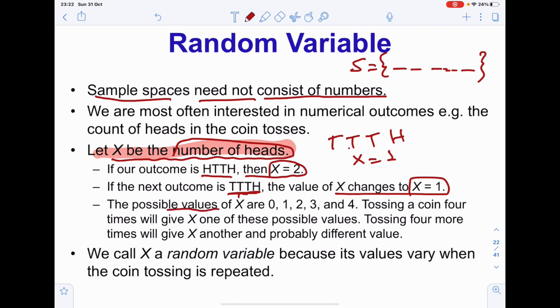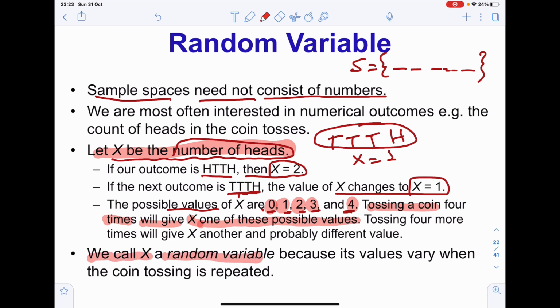Okay, the possible values of X are either 0, 1, 2, 3 or 4, as you can see, because there are 4 tosses. Either I get heads 4 times, or 3 times, or twice, or once, or I get no heads in any of my tosses. So tossing a coin 4 times will give X one of these possible values. Tossing 4 more times will give X another and probably different value. Okay, we call X a random variable.